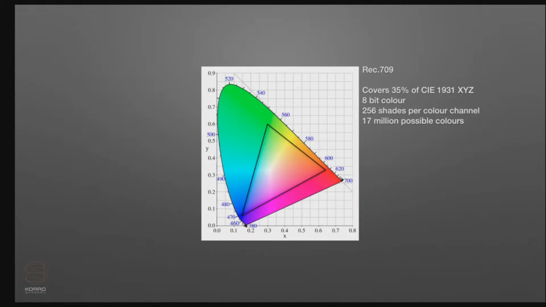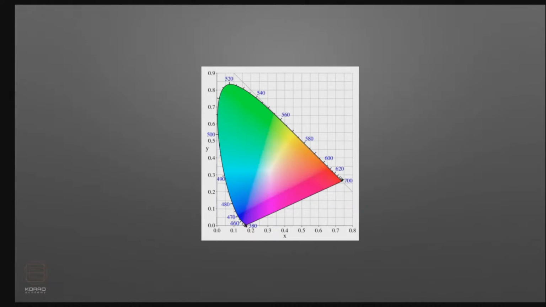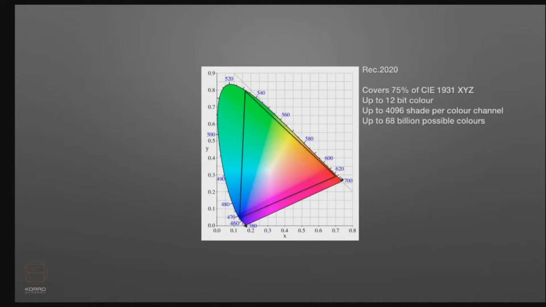But Rec 2020, which is the standard that we're moving inexorably towards, is interesting because it allows for up to 12 bits. That's up to 68 billion possible colors. A 12-bit signal is 4,096 shades per color channel, which gives us a huge amount of granular control over colors. Definitely no banding there, but more importantly, it covers 75% of what our eye can see. If we look at the green point, for example, the greens are clearly much higher. Anyone shooting natural history is going to love Rec 2020.